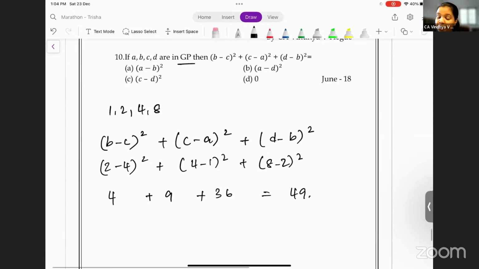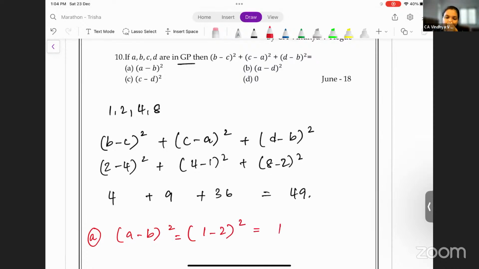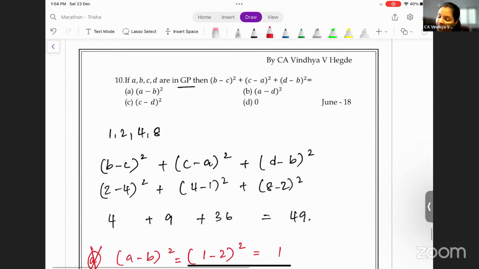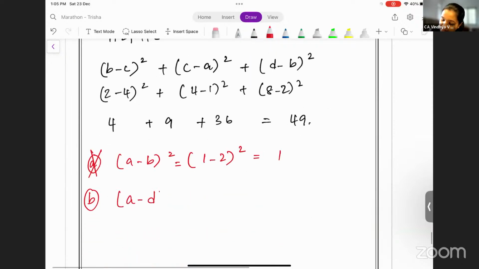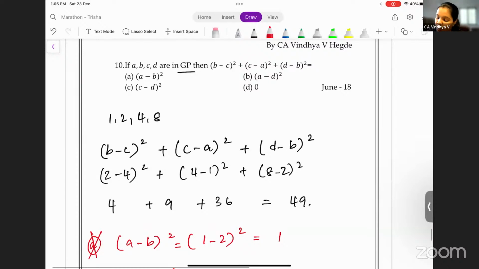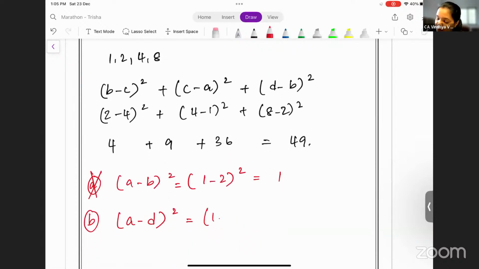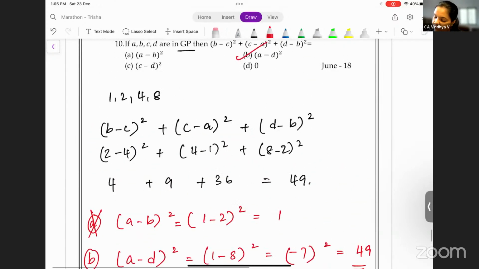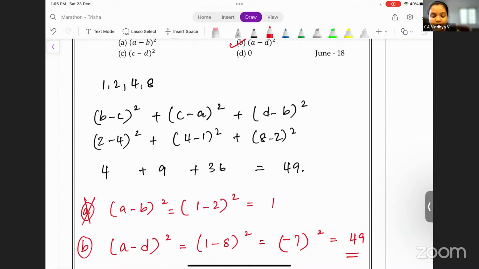Pick option A. A minus B. A is 1, B is 2. Whole square. 1 square. This is 1 itself. Correct? So can I say option A is incorrect? Now pick option B. What is option B? A minus D the whole square. What is A here? 1. What is D? 8. So 1 minus 8 the whole square is minus 7 the whole square, which is equal to 49. So can I say option B is your answer? Yes, option B is your answer.